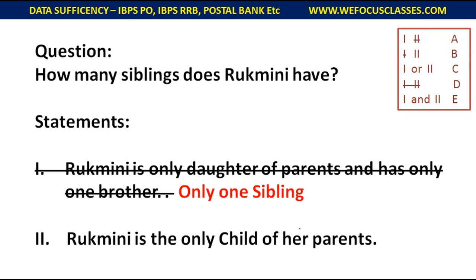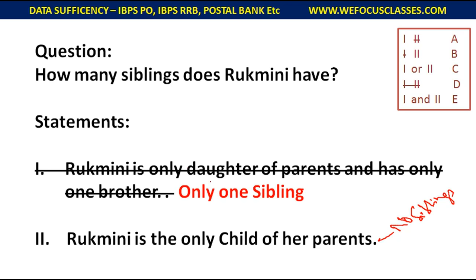So when we are solving by using the second statement, we simply ignore the first statement. And what is given in the second statement? Rukmini is the only child of her parents. It is very simple. Means Rukmini is the only child, means she has no siblings. So it is very clear from this, she has no siblings. So how many siblings does Rukmini have? She has no siblings as per the second statement. You got the answer by using the second statement also.